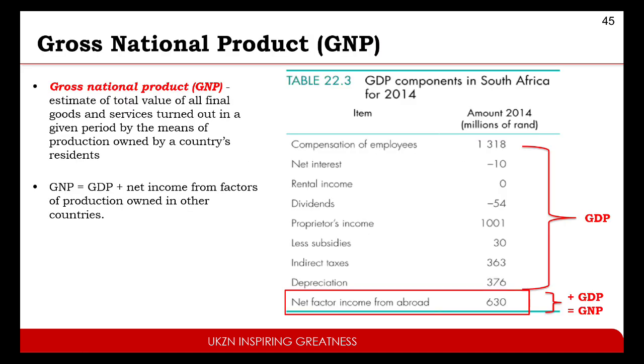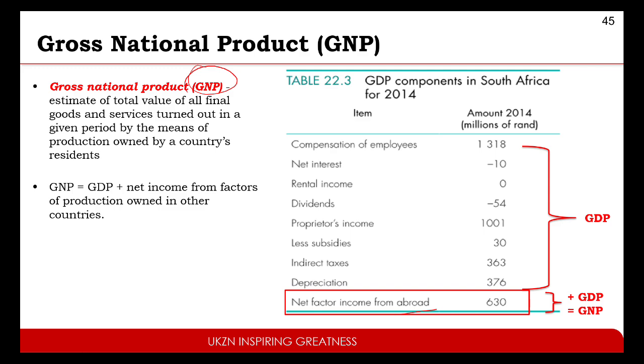Okay, gross national product: the total value of final goods and services produced in a given period by means of production owned by a country's residents. I told you, these people can be abroad. They are South Africans, but they're not in South Africa currently. They're in China and they own a business there, but they're residents. So whatever they're earning over there, we calculate it, but it will no longer be called GDP, it'll be called GNP. GNP calculates those people that are residents of South Africa but not within the country. GDP is only within the country.